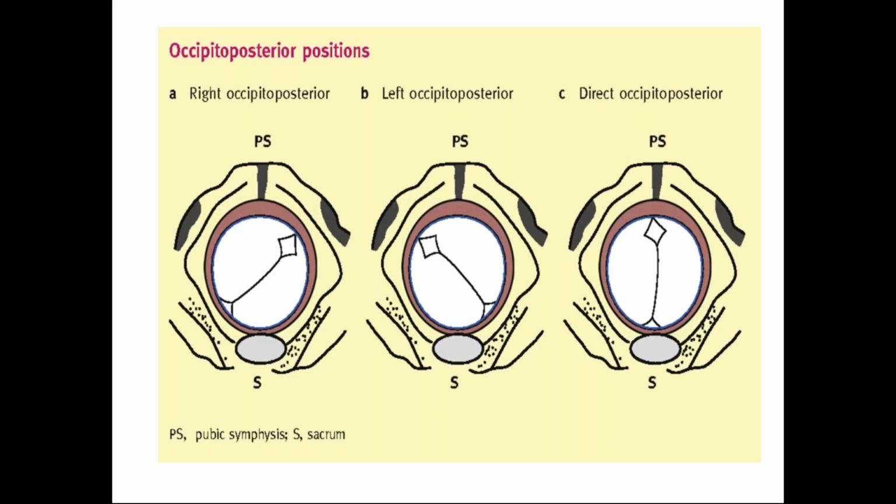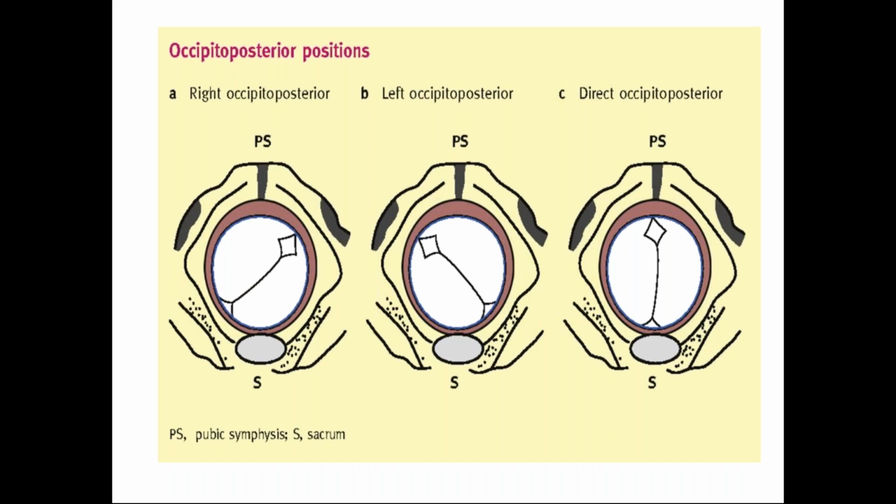Here, this is the sacrum, here the symphysis pubis, and this is the posterior. This side is the occiput. So it is on the right side of the patient. So it is the right occiput posterior.